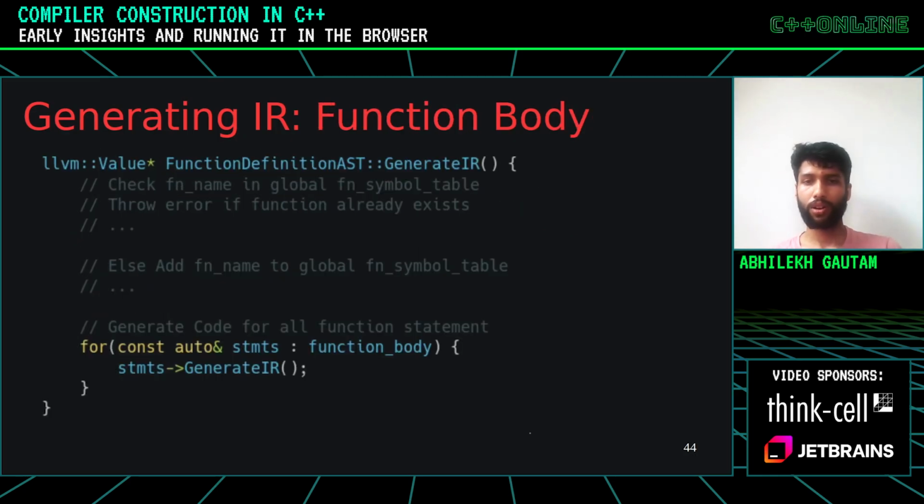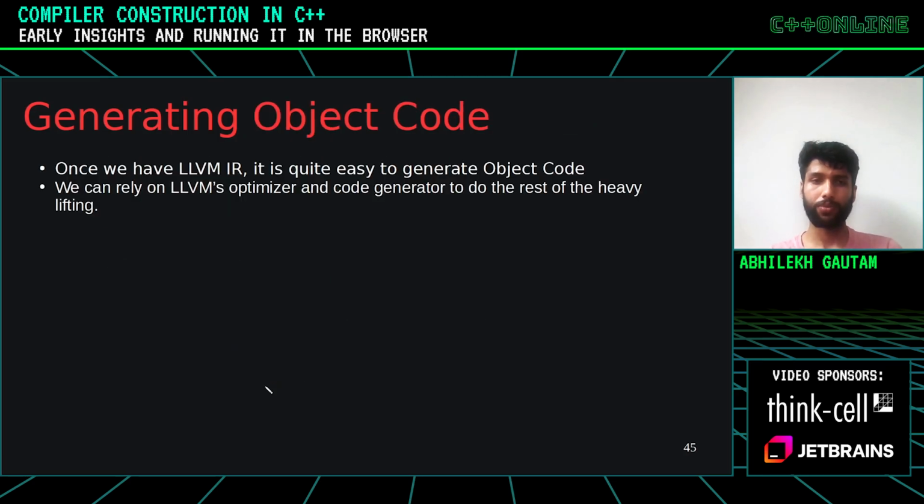Similarly, if you look at the generate IR function for our function definition, we'll just iterate over all the statements in the function body, and we'll call the generate IR function for every statement, and this is how we can generate IR for the function body. Once we have generated LLVM IR, it's easier for us to generate object code. We can really rely on the LLVM optimizer for the rest of the stuff.